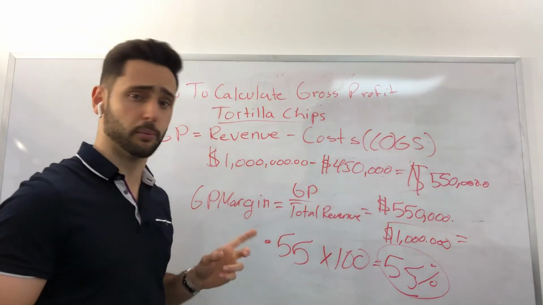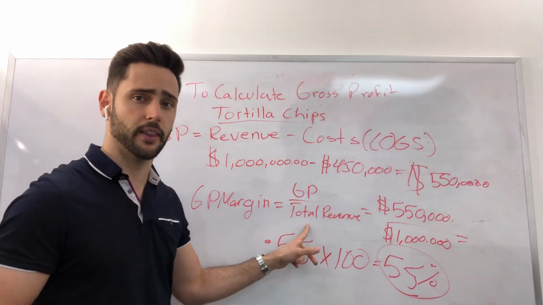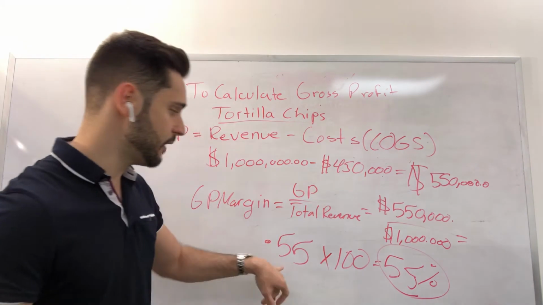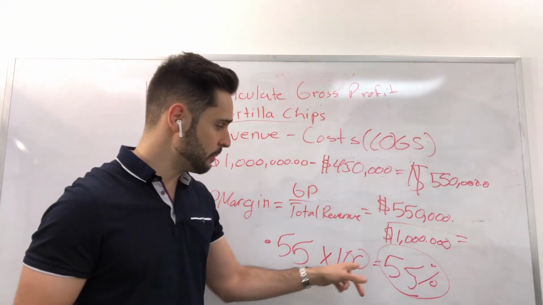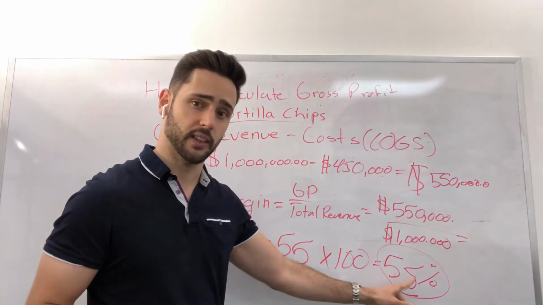Then we calculated our gross profit margin. Our gross profit margin equals the gross profit divided by the total revenue. So $550,000 divided by $1 million. That gave us 0.55. Then we multiplied by 100 because it's a percentage, and we got our gross profit margin. That's 55%.